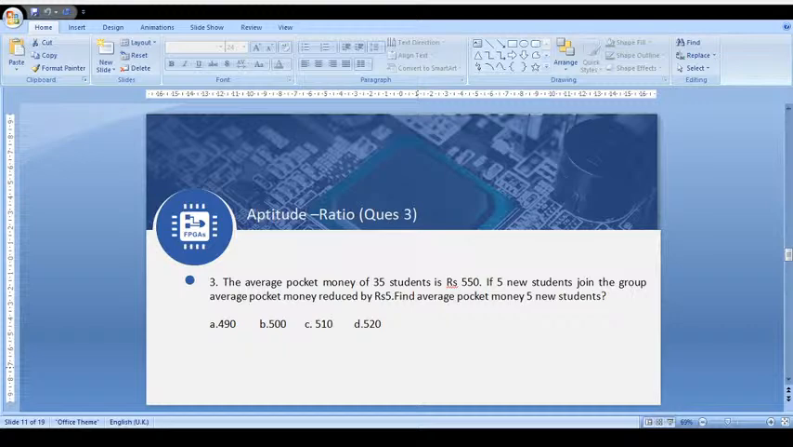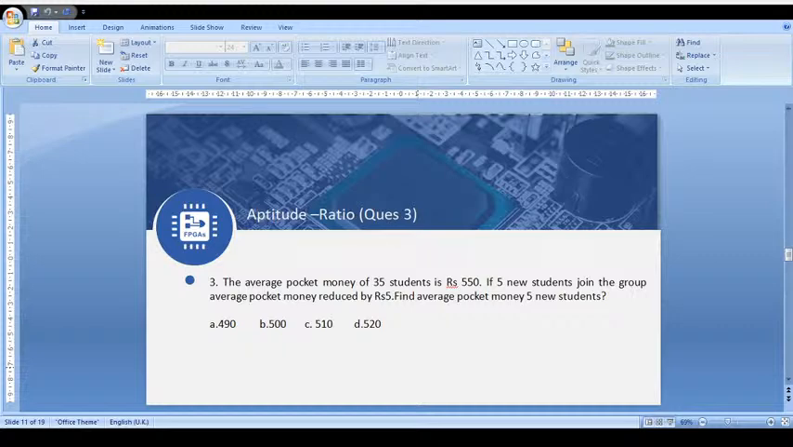Okay, see, here we know the concept of average, right? The summation of all this must remain constant. If you calculate the average with this 540 with the 8 students, and if you calculate the total amount with 545 with 7, it must be the same, right?